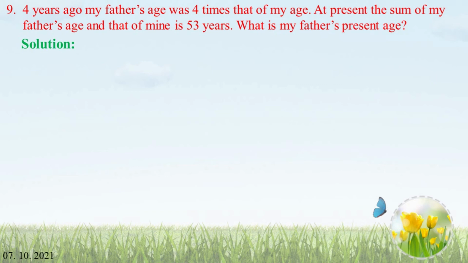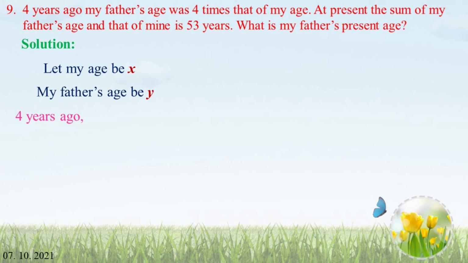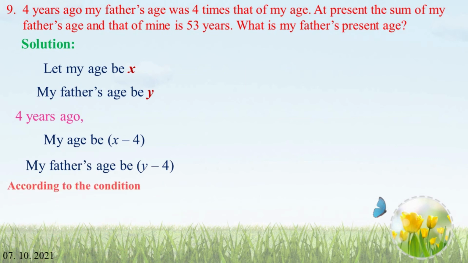First, choose a variable for the unknown number and identify the keywords and phrases. Let my age be x and my father's age be y. 4 years ago, my age was x minus 4 and my father's age was y minus 4. According to the condition, my father's age y minus 4 equals 4 times that of my age. My age is x minus 4. So, y minus 4 equals 4 into x minus 4.